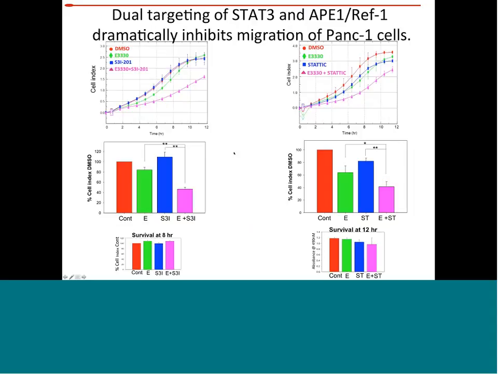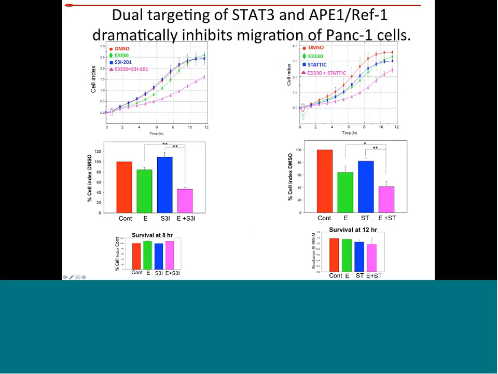However, when you combine them together, so now you're hitting both STAT3 and APE1, you see this dramatic inhibition of migration. So now you're comparing, this pink is now the combination or the dual targeting, and you can see it works much better than either agent alone. And we went ahead and quantitated that in this panel.